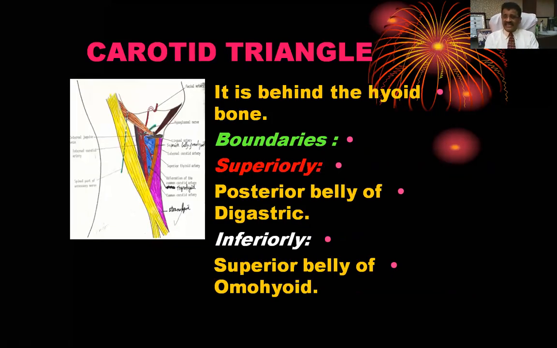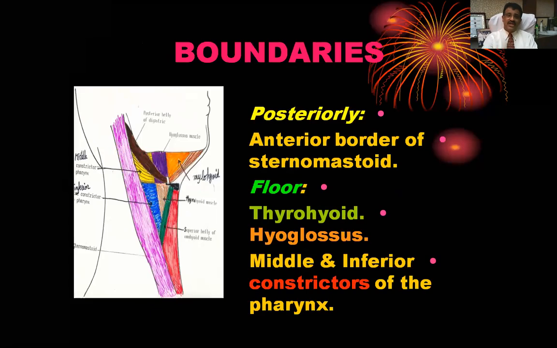Another triangle we study in the anterior triangle is the carotid triangle. Very important triangle clinically as well as in exams; a short note is quite often asked on this triangle. It is behind the hyoid bone. So the hyoid bone is above the thyroid cartilage here, and behind that the carotid triangle is located. Boundaries of the carotid triangle, in short: superiorly it is bounded by the posterior belly of digastric muscle and inferiorly by the superior belly of omohyoid muscle. Posteriorly, the anterior border of sternomastoid muscle, because it comes towards the lateral side.